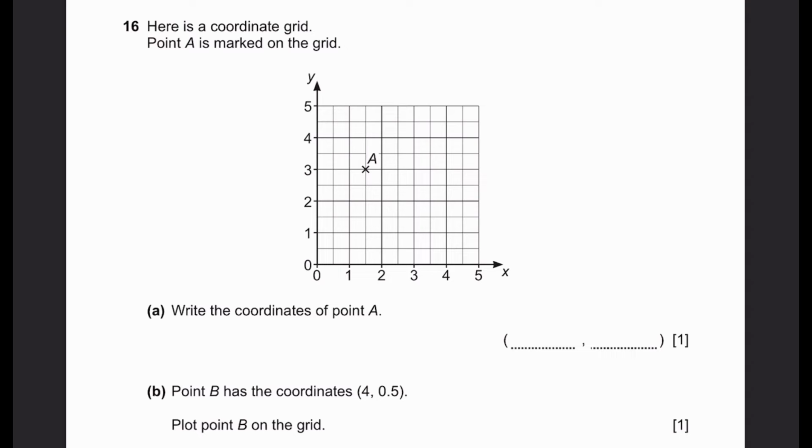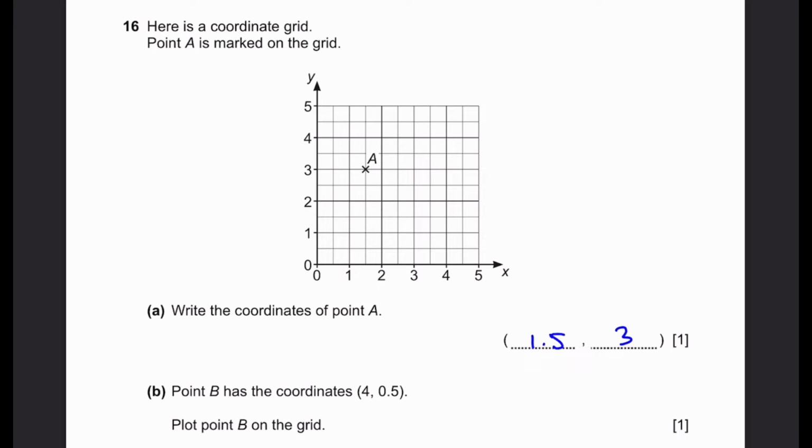Here's a coordinate grid where point A is marked. A. Write the coordinates of point A. We can see that point A has an x-coordinate right between 1 and 2, which makes it 1.5. And its y-coordinate is on the dot at 3. So we just write that in the second blank. So 1.5, 3 is our answer.